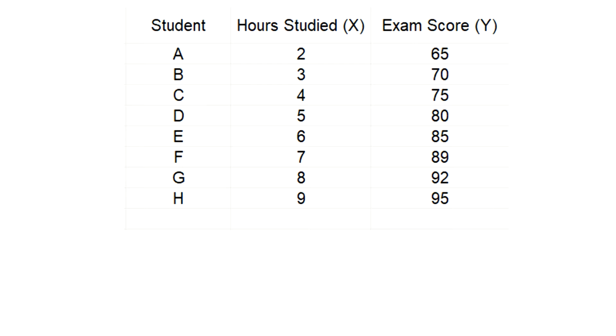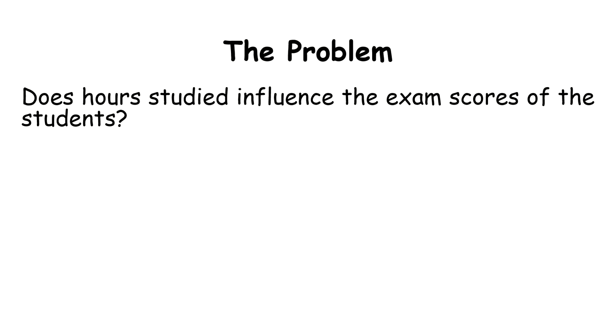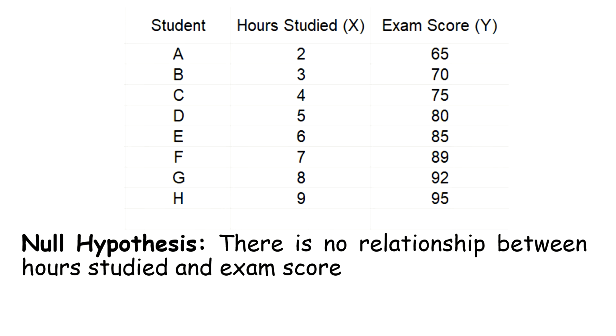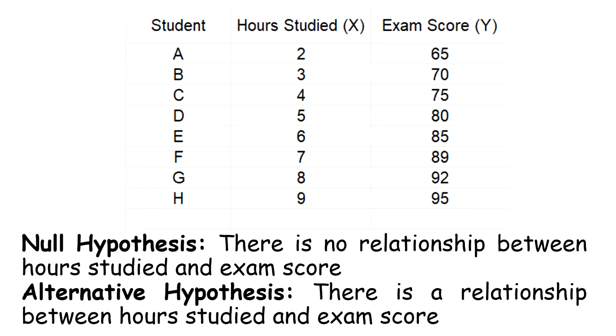So let's use an example. Let's say we surveyed 8 students about how many hours they studied for an exam and what score they got. So here's our data. We have here 8 students, the hours studied, which is our X, and the exam score, which is our Y. We want to answer: is there a relationship between hours studied and exam score? If so, how strong is it?